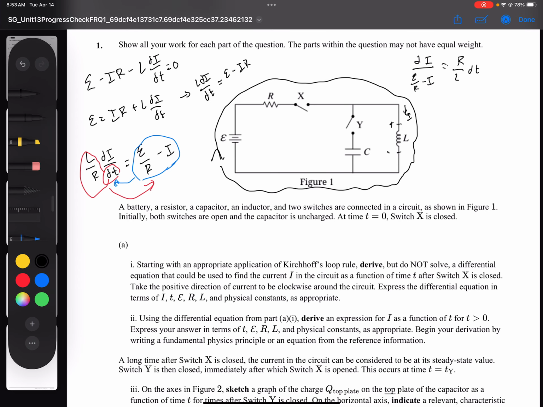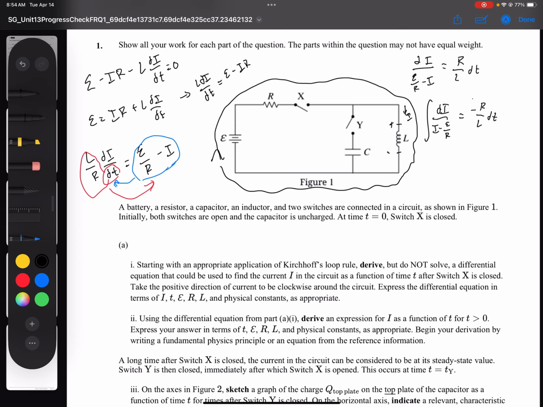So what I'm going to do is multiply both sides of the equation by -1 before I integrate. All right, so then basically I have di over I minus epsilon over R. Right, so I multiplied the left-hand side by -1, effectively switching the order of the denominator. And then now I have negative R over L dt on the right-hand side. And finally, we're ready to integrate, and we have our negative R over L on the right-hand side, which is what we should have.